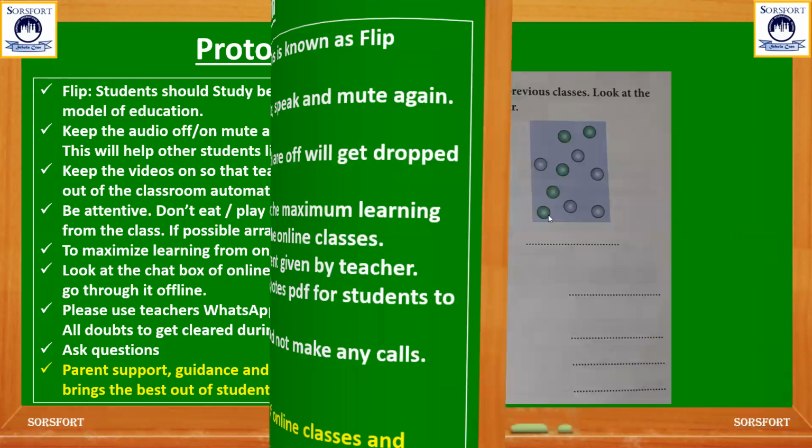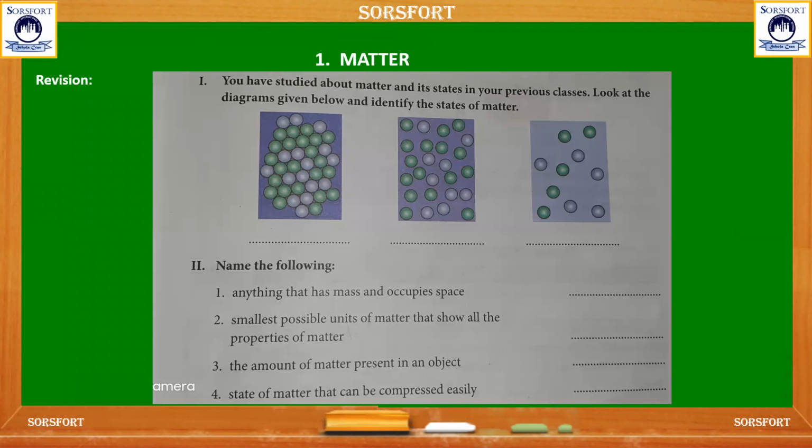So now we will go through a quick revision. Based on what we have learned last year, this is a quick exercise we will do. You have studied about matter and its states in your previous classes. Now look at these diagrams. You can see here the first diagram, second diagram and third diagram. These are the three states of matter.